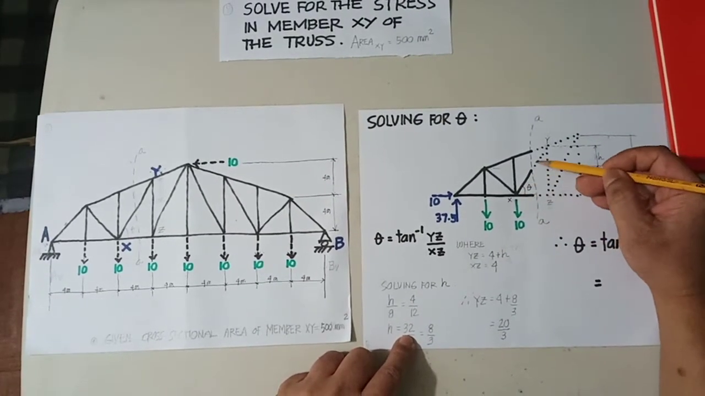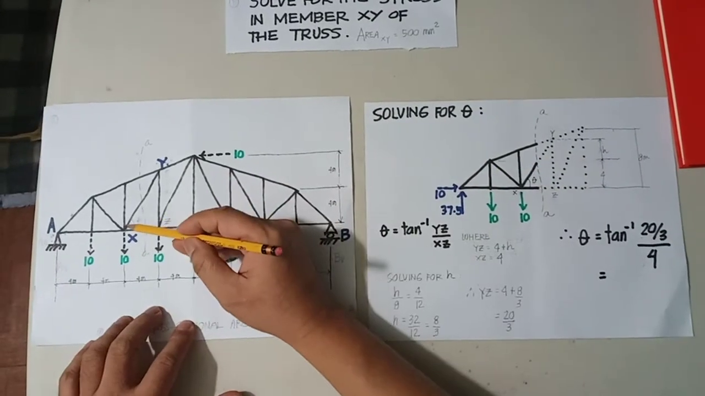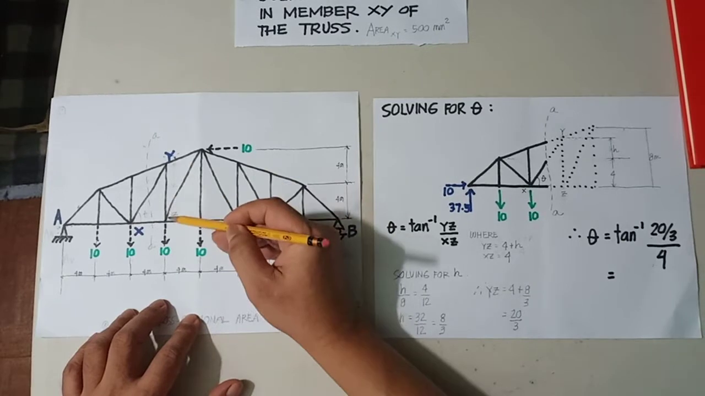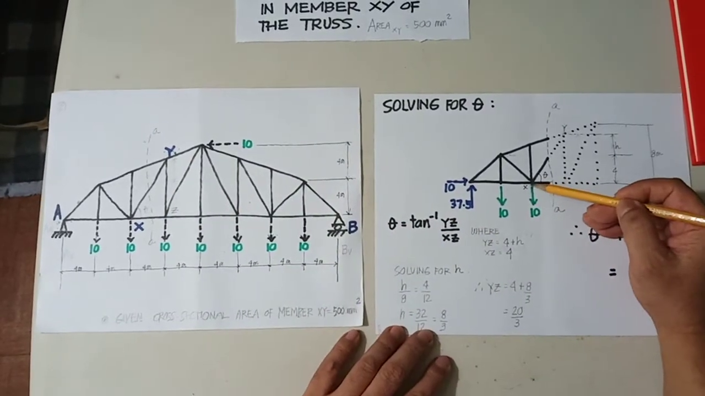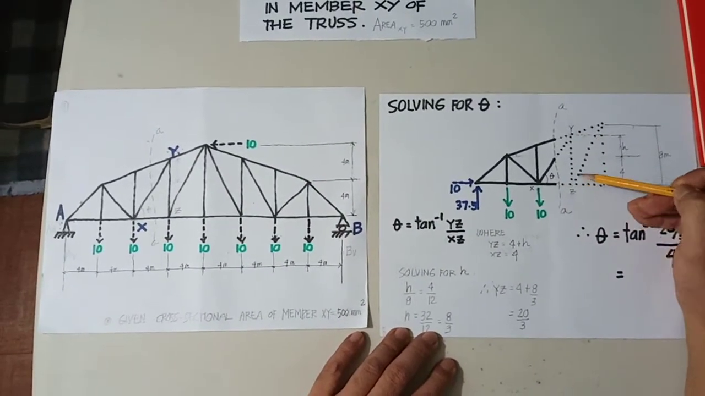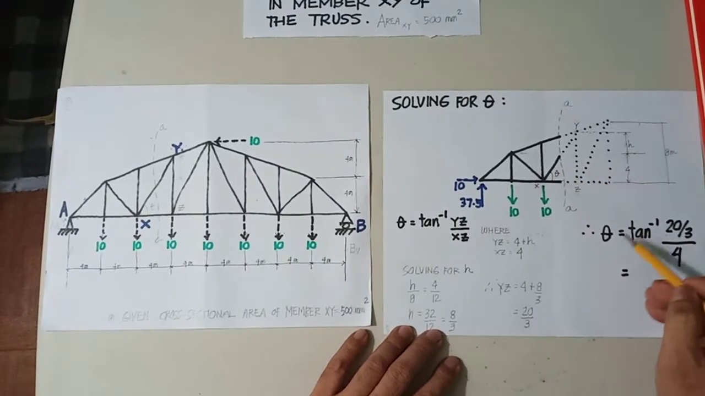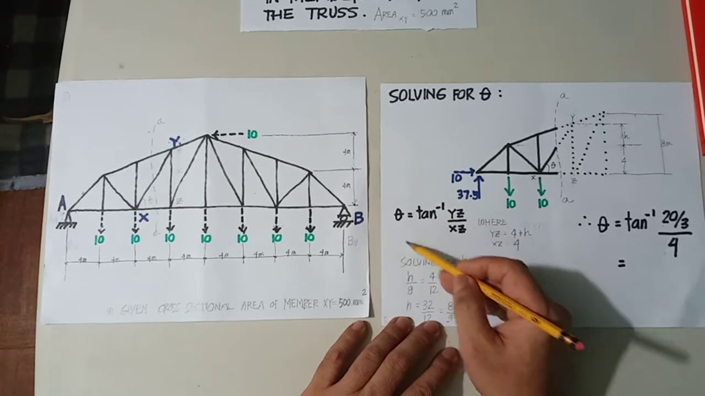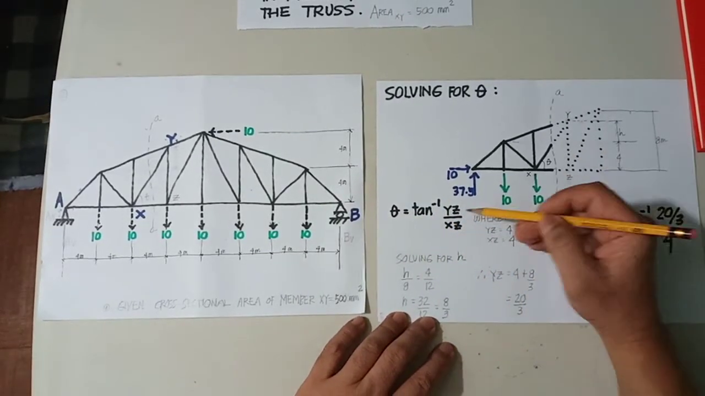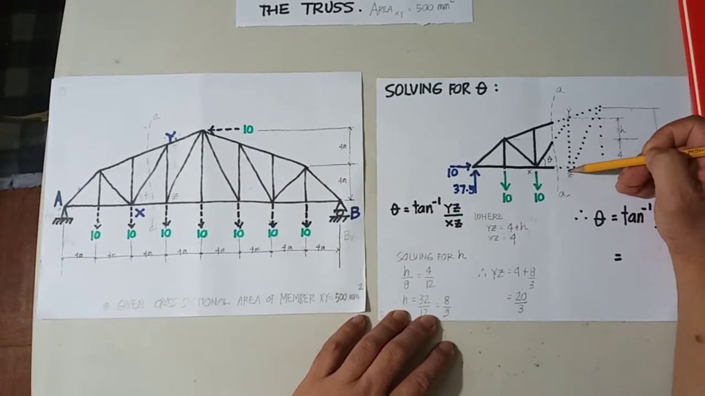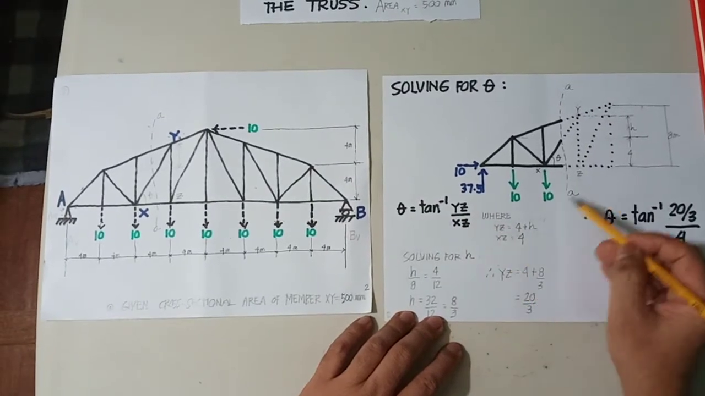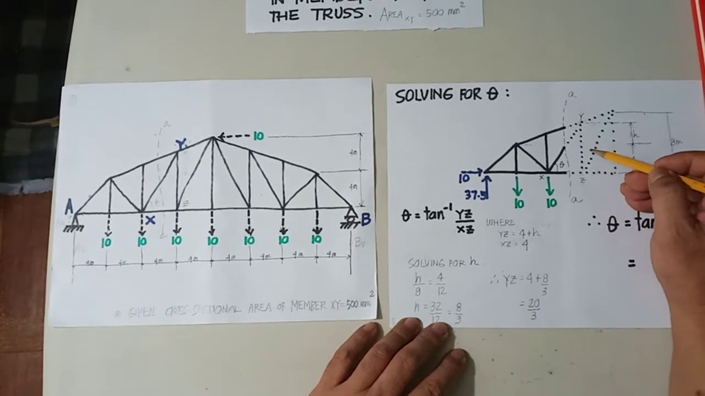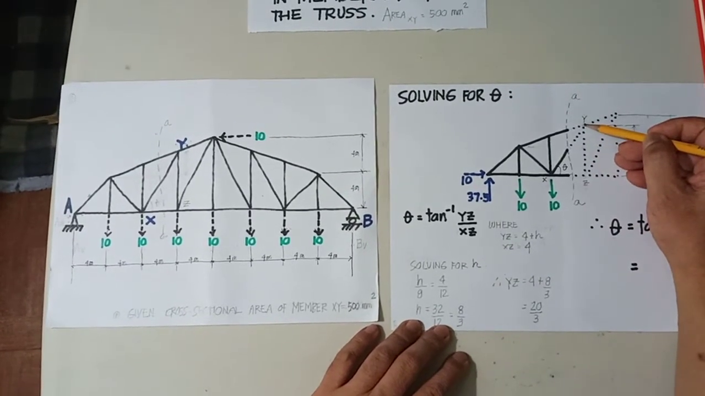Theta is taken from this triangle. So we consider triangle XYZ. Theta is taken as tangent inverse of YZ all over XZ. And how do we solve for YZ?